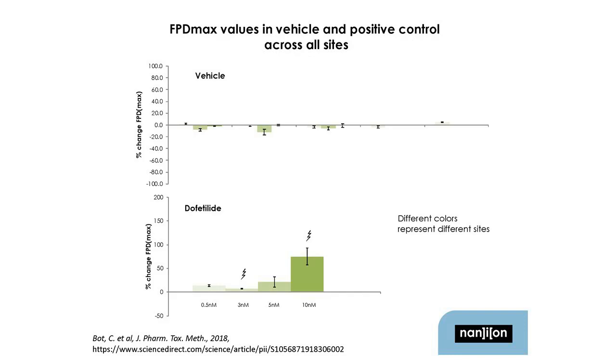So how do the cells behave in vehicle and positive control? Vehicle control looks very fine, so the cells did not do too much here. And for the positive control, actually the different sites used different concentrations, but you do see a nice concentration response here anyways. So 0.5, 3, 5, and 10 nanomolar. And these markers here depict arrhythmia that was captured in the positive control recordings.